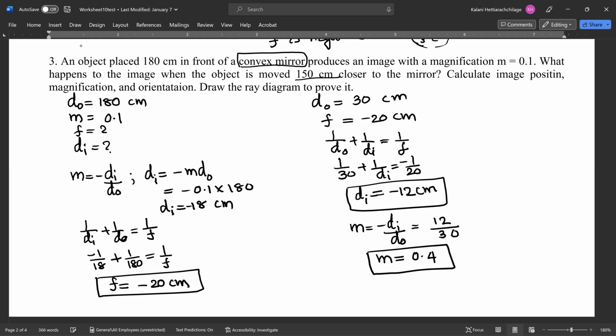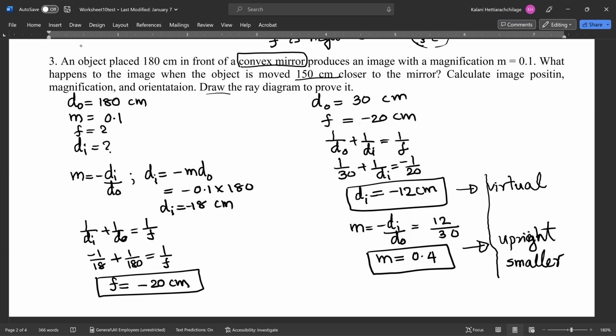So it is not magnify, but it's shrink, right? Now I have all the information: image position, magnification, and orientation. So this will create a virtual image, and the image is upright, not inverted, and smaller in size. Those are the properties that you found from those calculations, right?